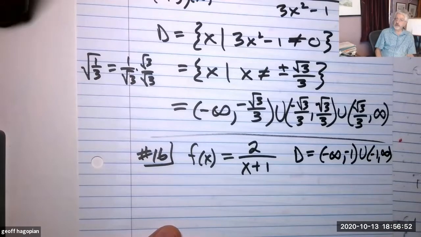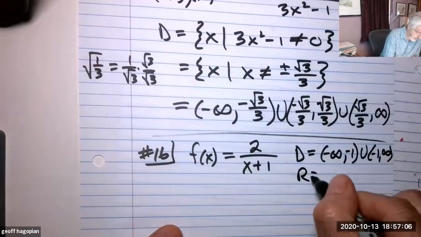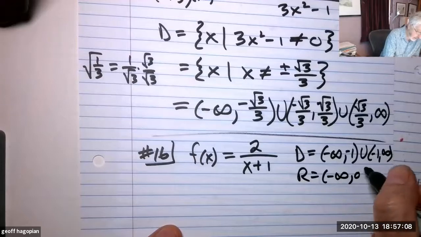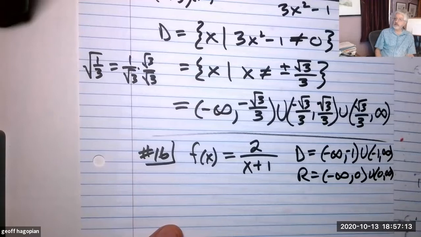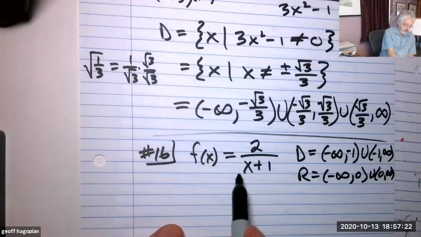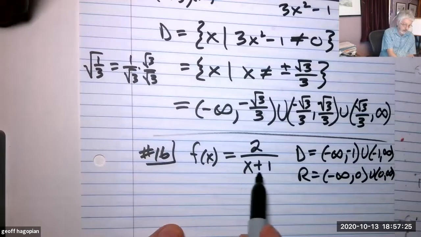How about the range? Well, you can never get 0 as an output. Is that obvious? All right. So the range is going to be everything. You can get any other value except 0, right? Because the numerator is always 2. In order for a ratio to be 0, the numerator's got to be 0. So you can get as close to 0 as you like by taking a very large x, right?